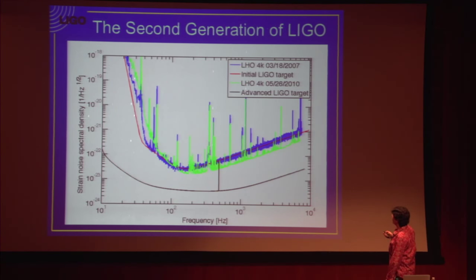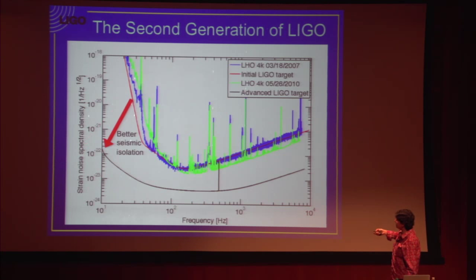So advanced LIGO is the second generation of the LIGO detectors. Here the black curve is the target sensitivity for advanced LIGO. You'll be very disappointed by what I'm about to say, but I'm not going to go into the details. You're welcome to ask me later.